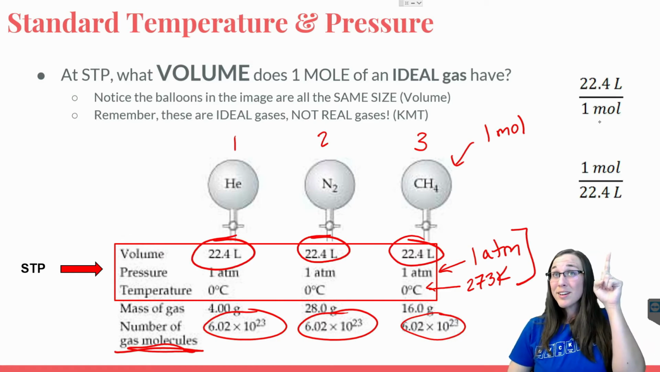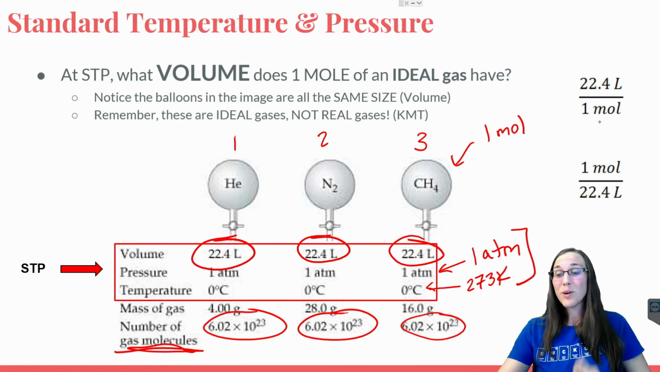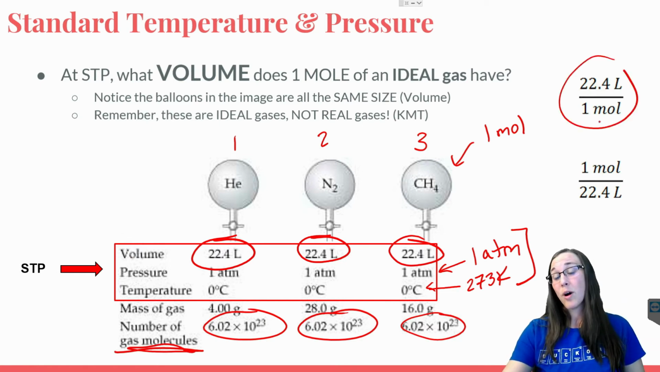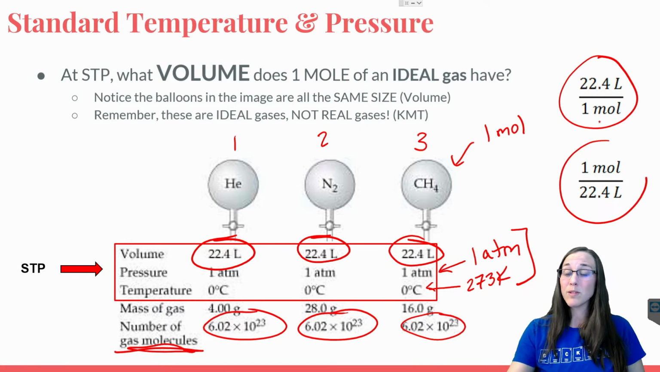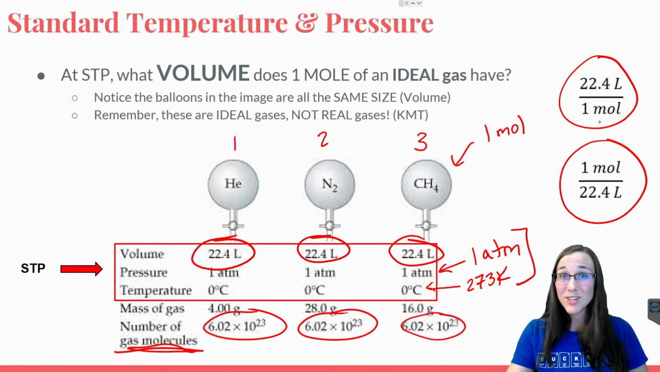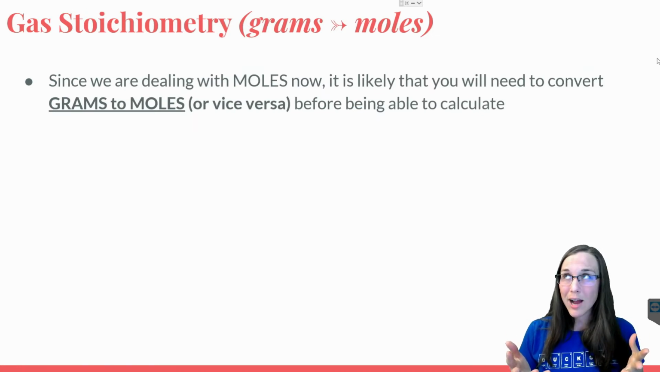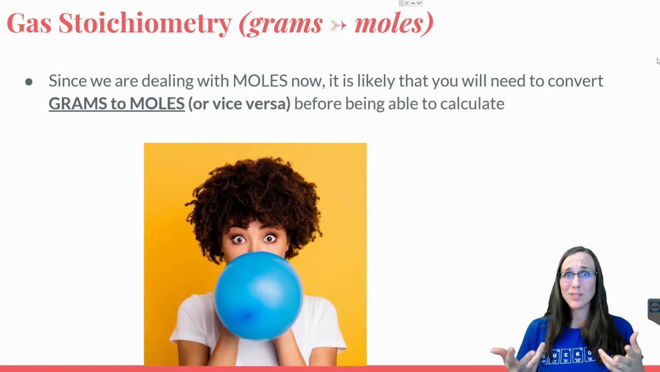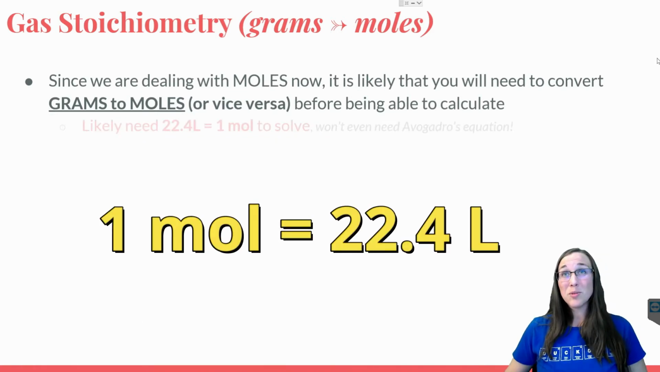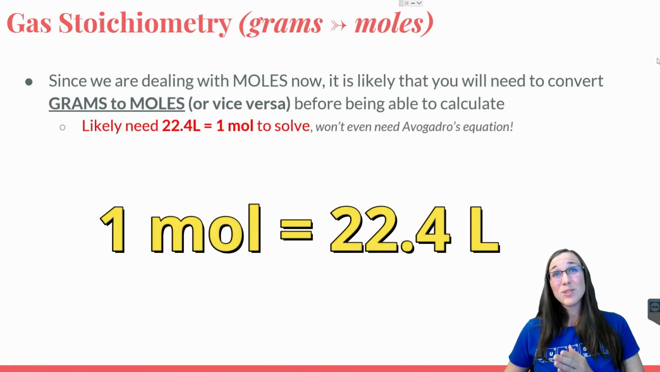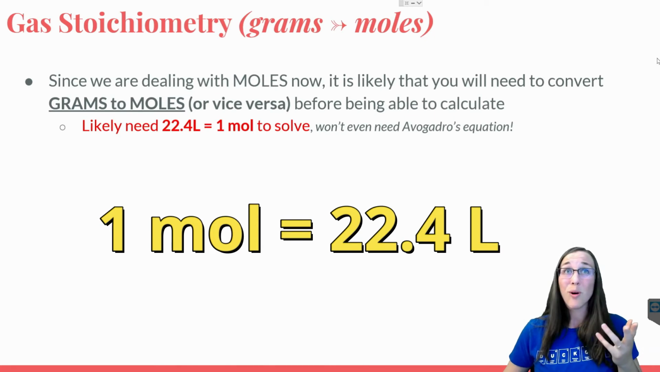This is an important conversion factor because you can use 22.4 liters over 1 mole, or 1 mole over 22.4 liters, to convert from liters to moles or vice versa. And since we are dealing with moles now, after all, thanks to Avogadro's gas law, keep in mind that you might just need to use that 22.4 liters is equal to 1 mole to solve for one or the other.